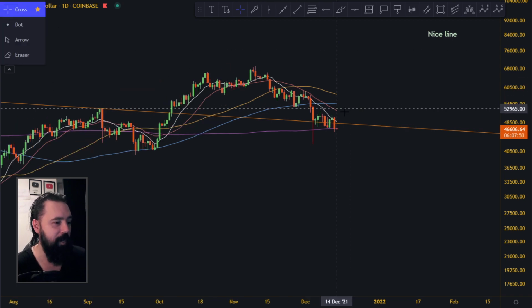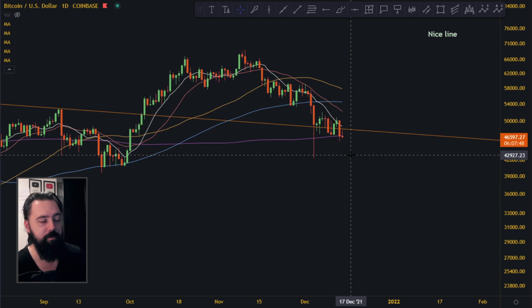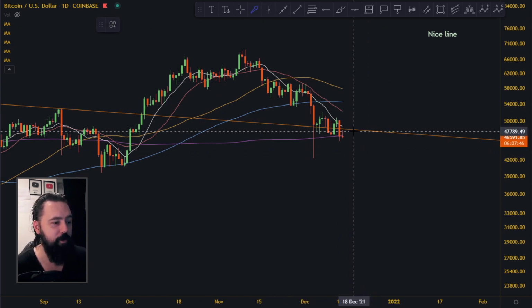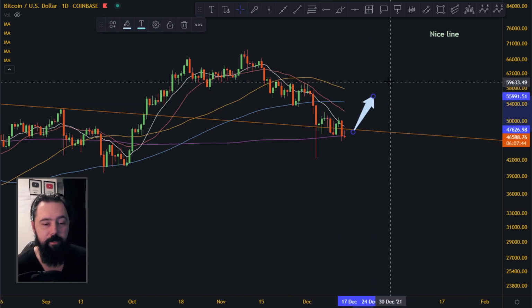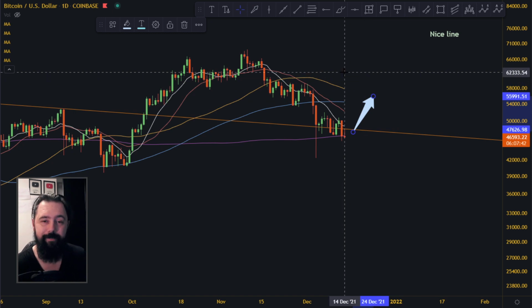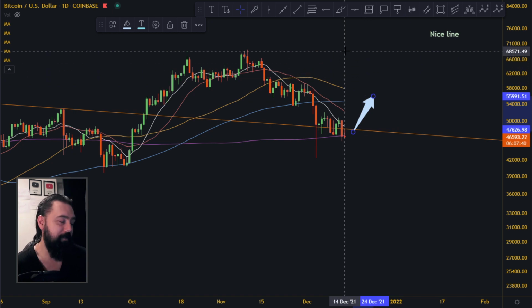I think I got it pretty decently figured out, and I think we're going to bounce up here. I think we're going to bounce nicely. If we don't bounce, nothing changed. You know what? It is very bearish. Everybody's spreading FUD. Everybody's talking about 42K, 38K. I'm not quite sure if we're going to get those levels. I think we are at the bottom, but we'll see, we'll see.